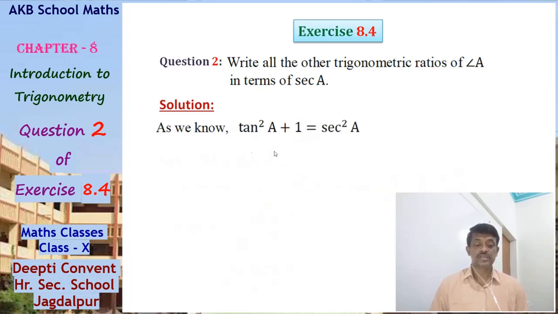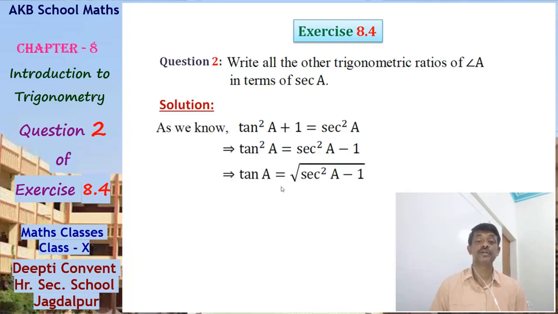Also we know the square relation tan square A plus 1 equals sec square A. From here we can get tan square A equals sec square A minus 1. Tan A equals what? Root over sec square A minus 1. This is the value of tan A in terms of sec A. Now two ratios remain.